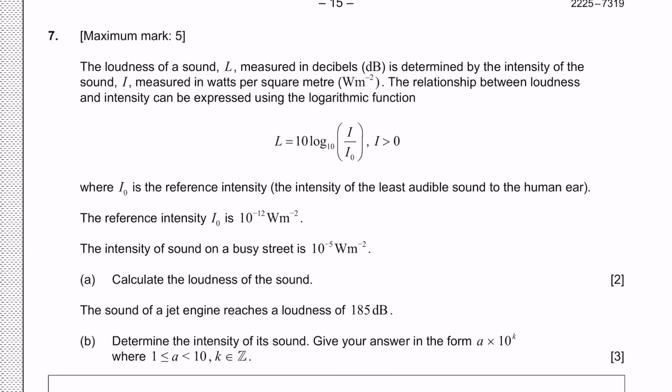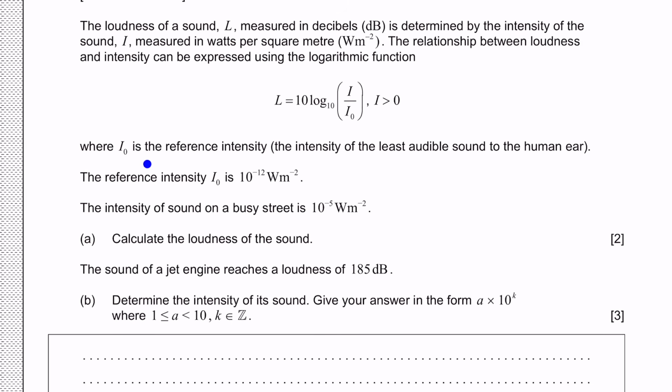Okay. Question 7, 5-mark question. The loudness of a sound L, measured in decibels, is determined by the intensity of the sound, I, measured in watts per square meter. The relationship between loudness and intensity can be expressed using the logarithmic function L equals 10 log base 10 of I over I naught, where I is greater than 0.